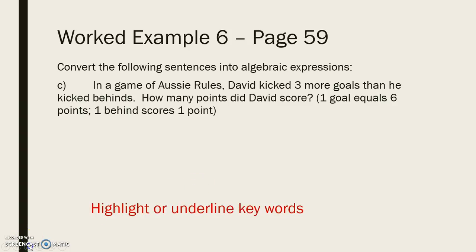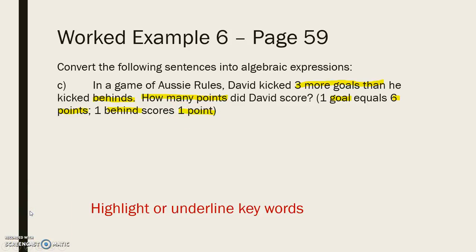Okay, bit of an Aussie rules sports idea. Let's highlight using our C. So our C says 3 more goals than behinds. And what we're after, how many points? So for those of you who are not entirely familiar with Aussie rules, a goal is 6 points. A behind is 1 point. Okay, let's have a look now.